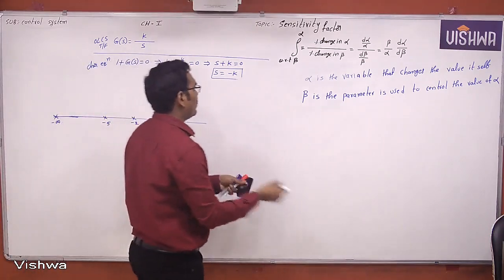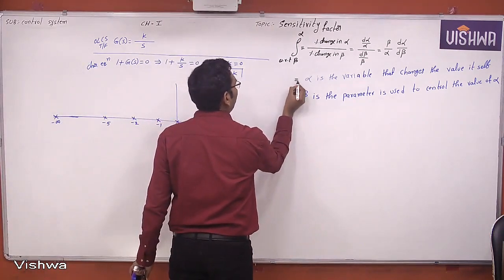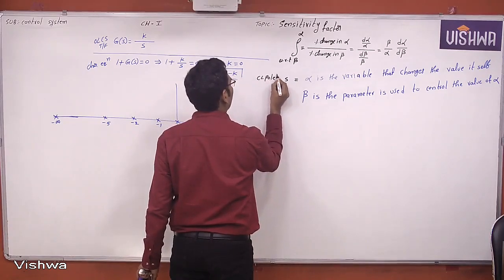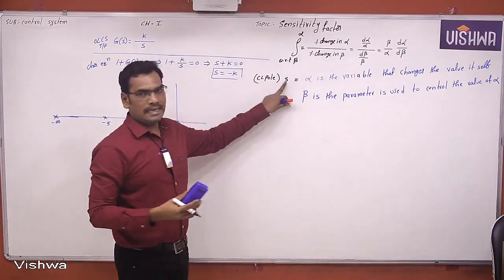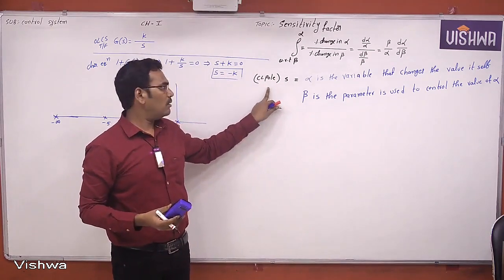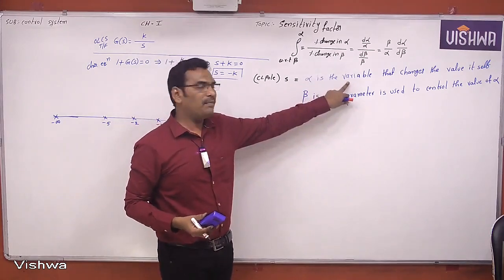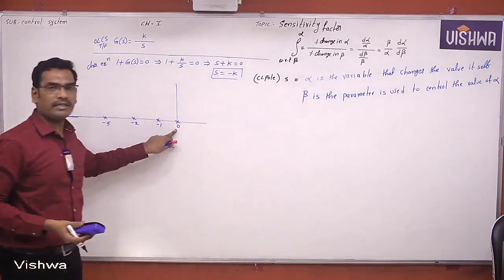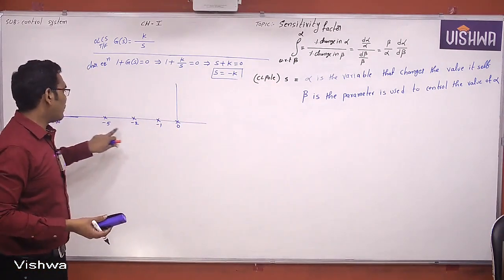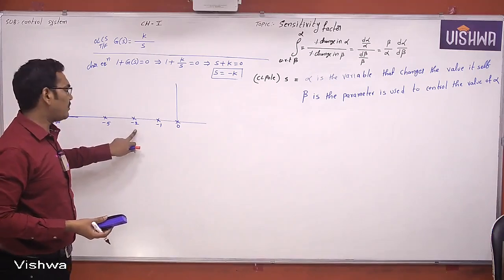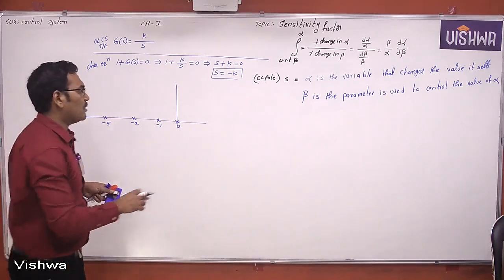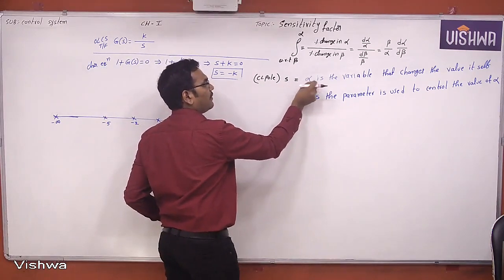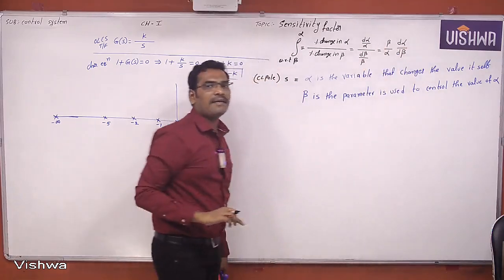So you just compare this: alpha I can represent with s, which is nothing but the closed loop pole. Now you can understand the definition. Read: s, the closed loop pole, is the variable that changes the value itself. Sometimes it is at the origin, sometimes at -1, sometimes at -5, sometimes at -2. It is a variable. So s is alpha. What is alpha? Alpha is the variable that changes the value itself.